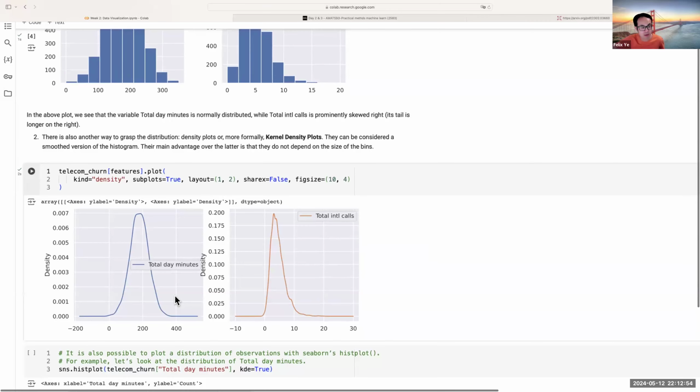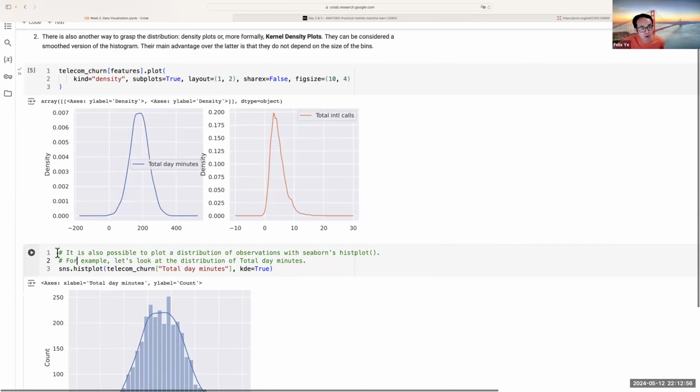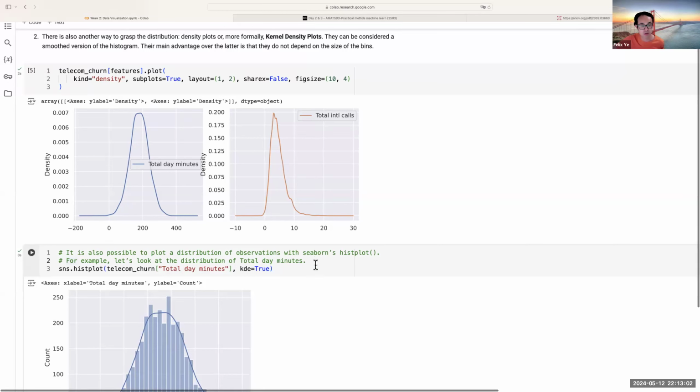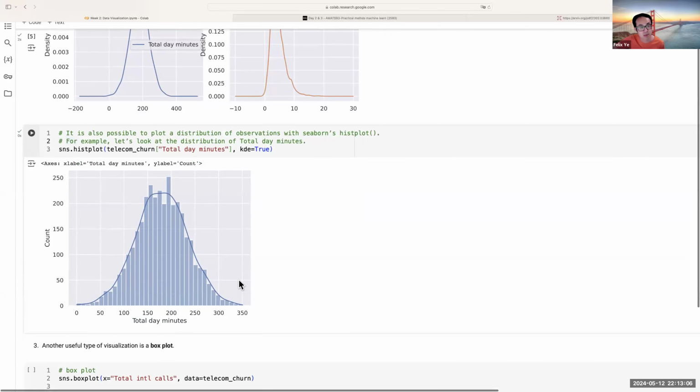You can also plot both together. You can have the histogram as well as the distribution overlaid together. This is the distribution, and this is also the histogram. You can see two different trends here. You can see how well the density fits the histogram. So you have some idea with that.